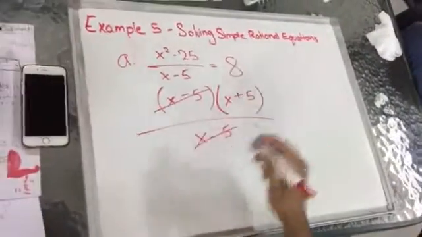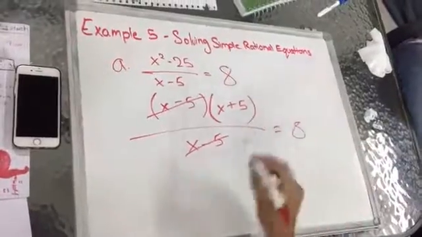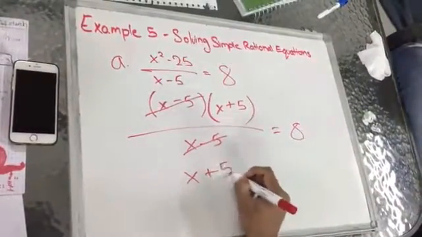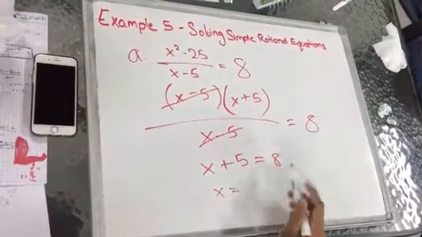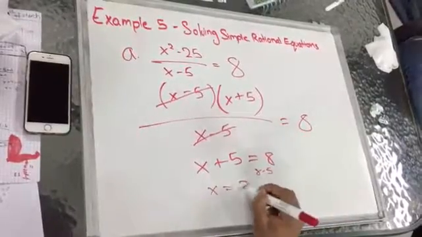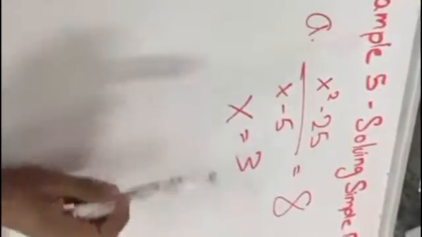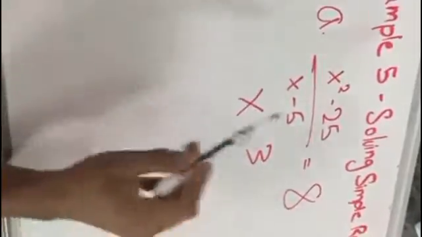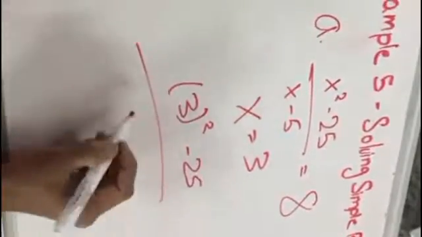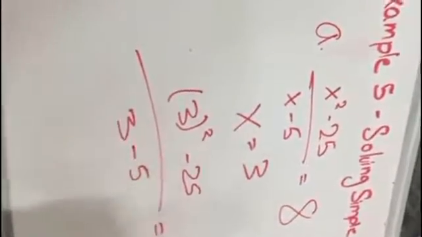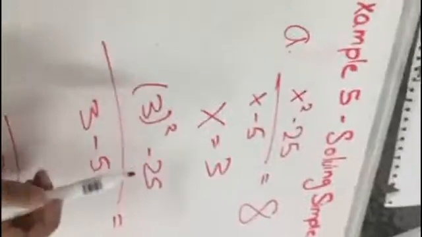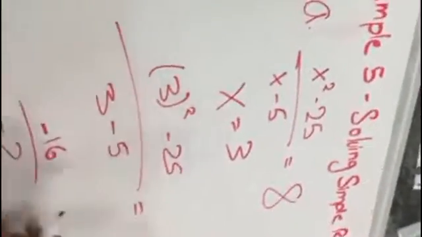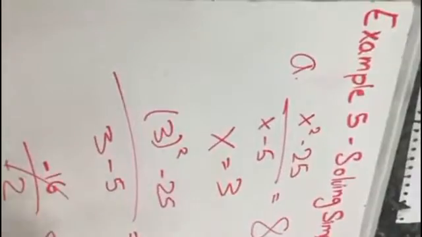So we're going to cancel those, and they're going to give us x plus 5 equals 8. We simply take this to the other side. It's going to give us 8 minus 5 is equal to 3. Now that we found x equals 3, we have to check by plugging 3 into the formula. So here we're going to have 3 squared minus 25 over 3 minus 5 equals 8. So 3 minus 5 equals negative 2, over 3 to the power of 2 is 9 minus 25, which is negative 16, which is also going to give us 8 equals 8.